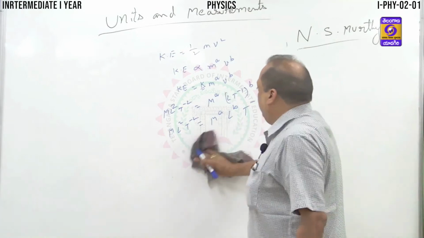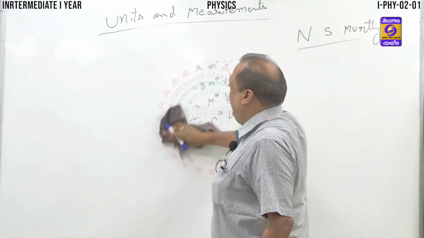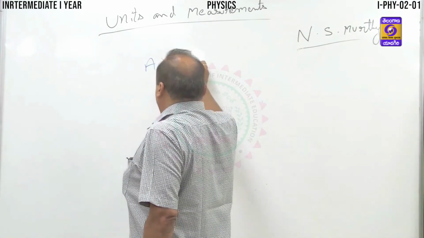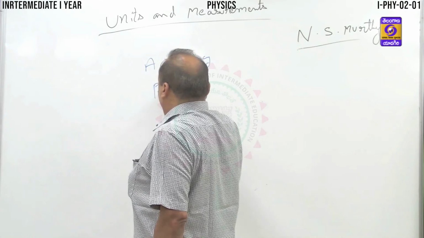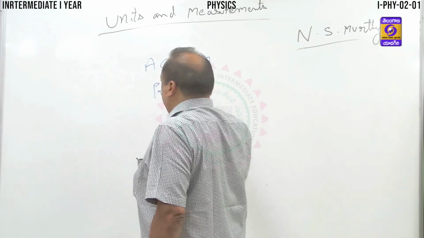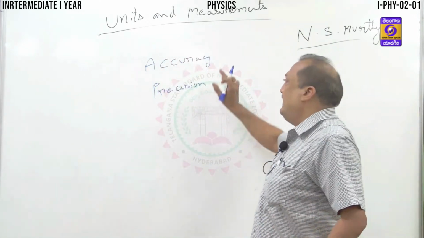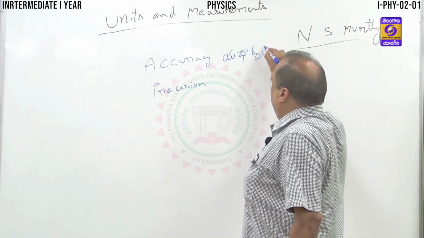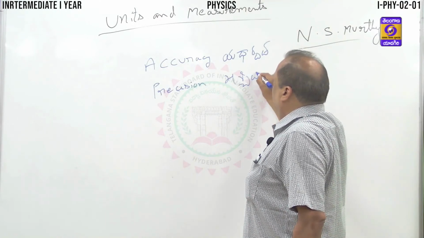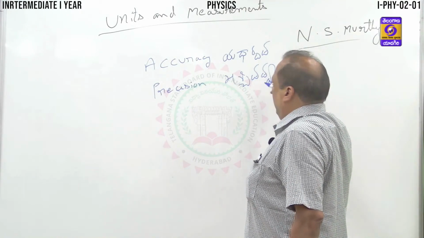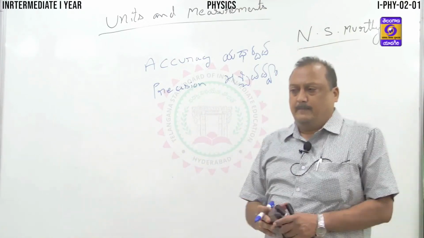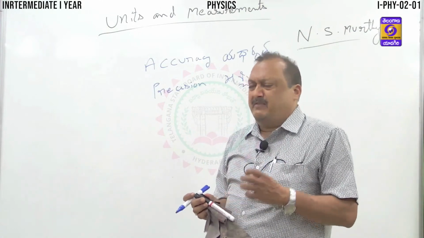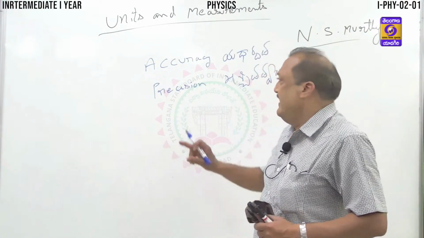Okay, next. After this, we learn about accuracy and precision. These two are physical quantities. Accuracy, yadardata, kachitatu. Accuracy is, if the measured value is very near to the true value, then accuracy is more.